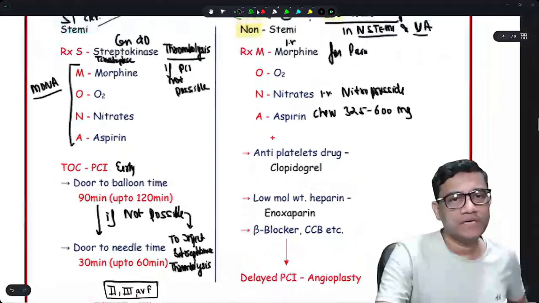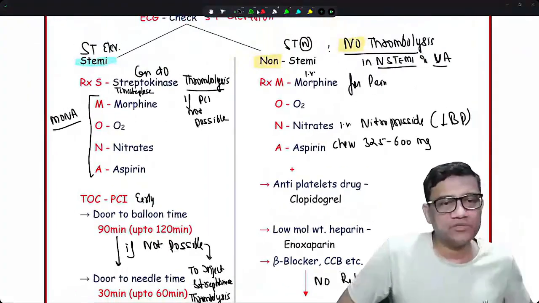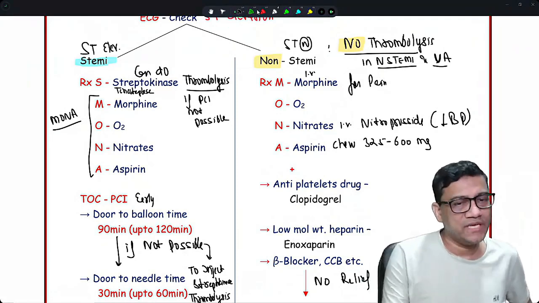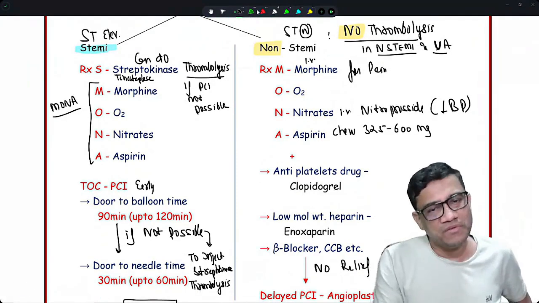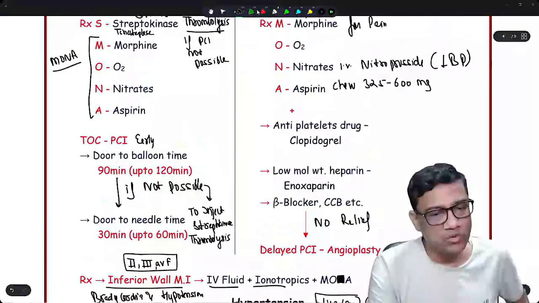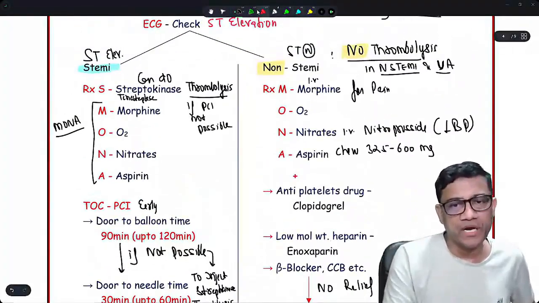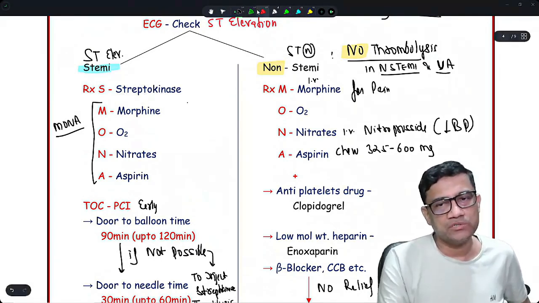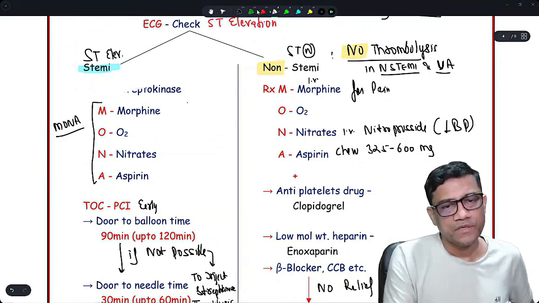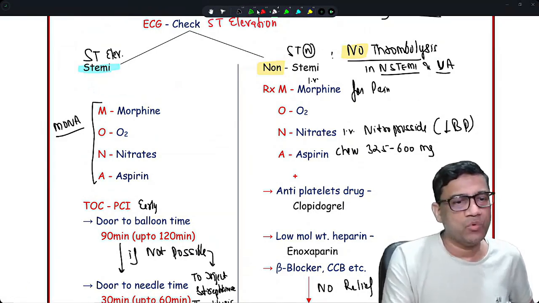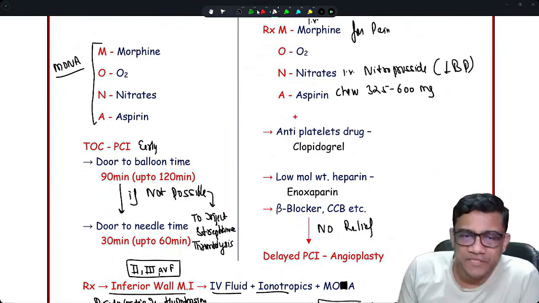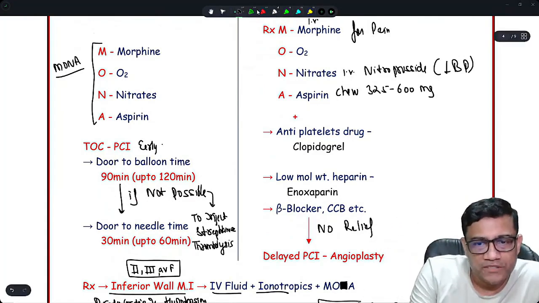Now comes the next question. If it's a STEMI, what is the treatment of choice? It is PCI, and streptokinase we might do or we might not do. Clear? I am removing that from here because I don't think it makes good sense to keep it. That mnemonic is wrong, forget it. The treatment of choice is early PCI, that is angioplasty.